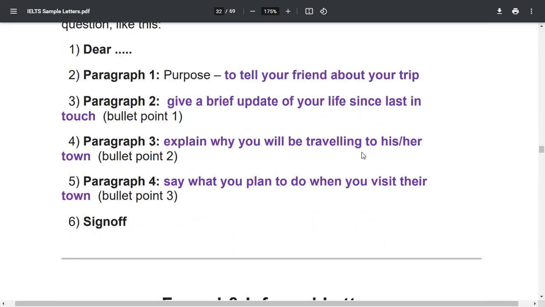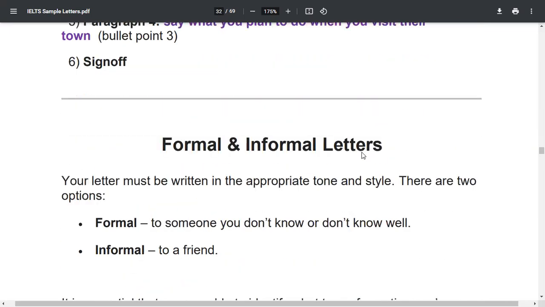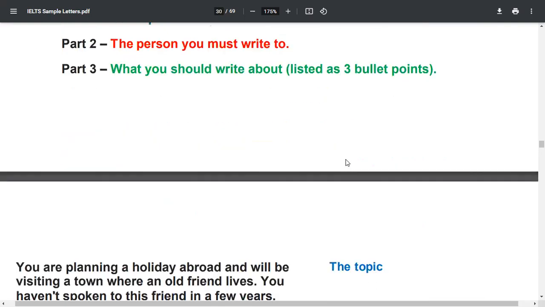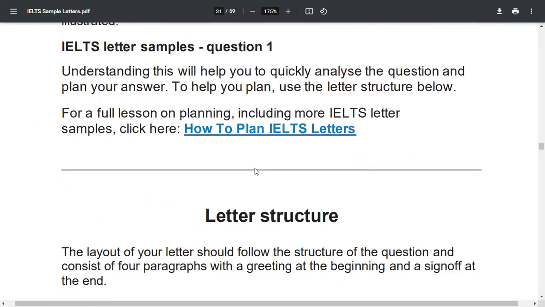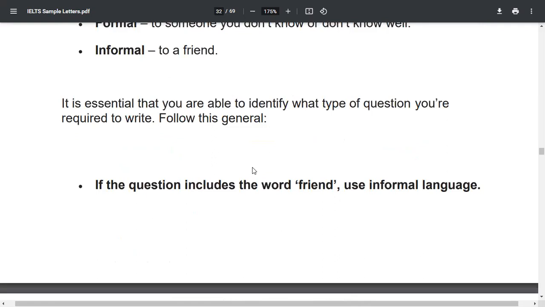I've told you about the structure again, and as you can see, you are writing to a friend, so it has to be an informal letter. So I just identified the letter. It's an informal letter.